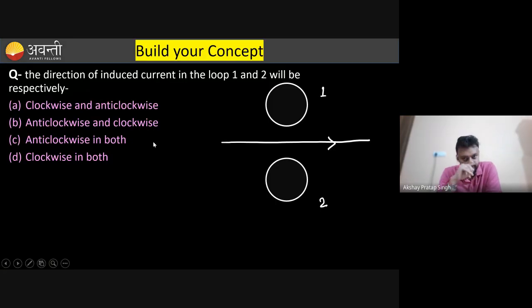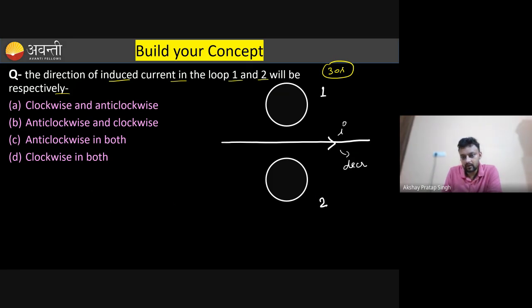Look at the question. You have some 30 seconds to answer the question. The question says the direction of induced current in loop 1 and 2 will be, respectively. This is loop 1, this is loop 2, and the thing which is also given in the question is that the current is I and this current is decreasing. Now you can solve this question. You have 30 seconds to answer.